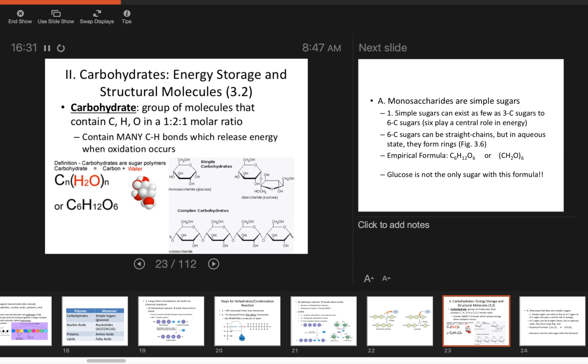A carbohydrate usually has a 1 to 2 to 1 molar ratio between carbon, hydrogen, and oxygen. So that's one way you can identify a carb, is this 1 to 2 to 1 ratio. So notice here sugar, C6H12O6, it's a 1 to 2 to 1 ratio. Another way to simplify it is carbon, water, and then the n would be the same. So just to try it out, if I was talking about glucose, I have 6 carbons here, and in this case, 6 water molecules.